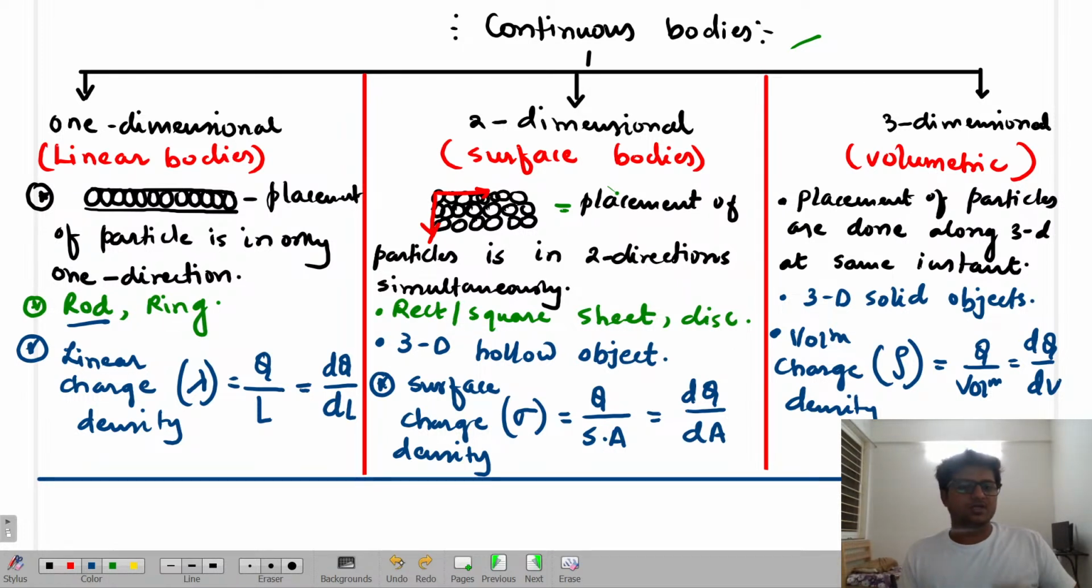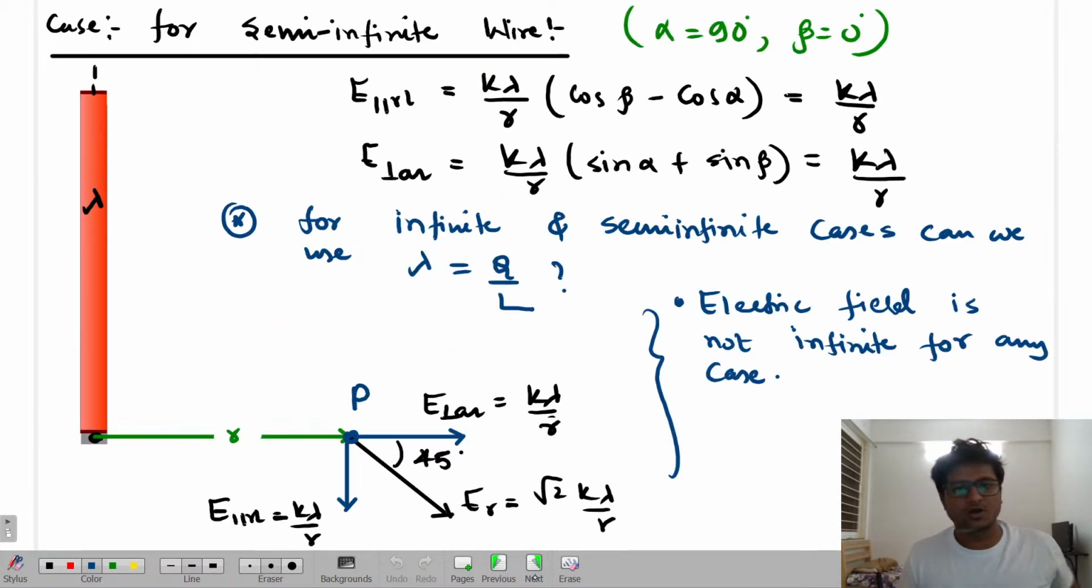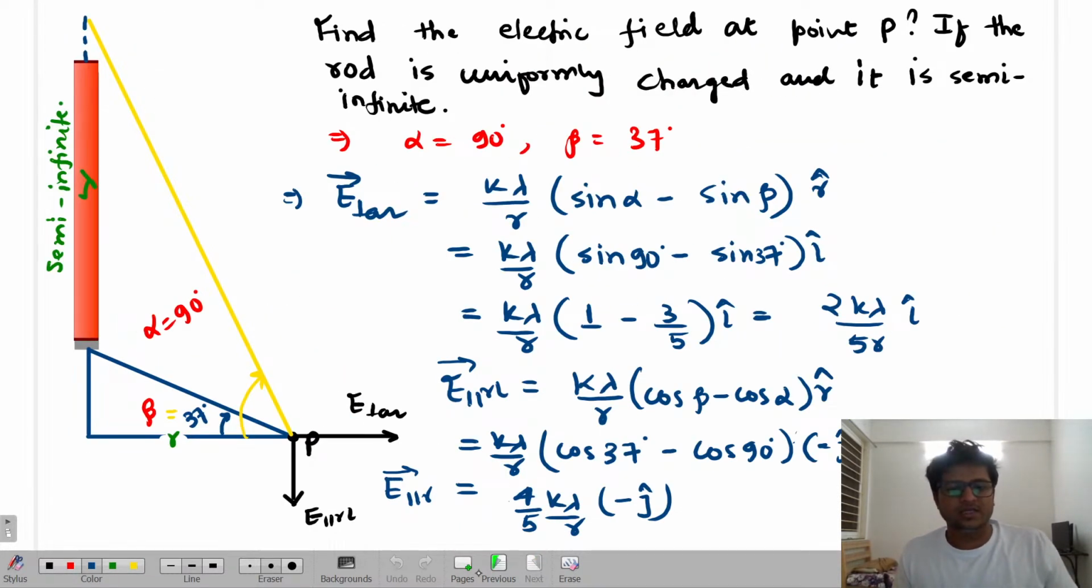So tomorrow we'll try to complete ring and disc, and then on the next day we will complete sphere and cylinder, and then we will finish this particular topic and chapter. Are you able to get me or not? Then at the end I'll be doing dipoles, one last class of dipoles.